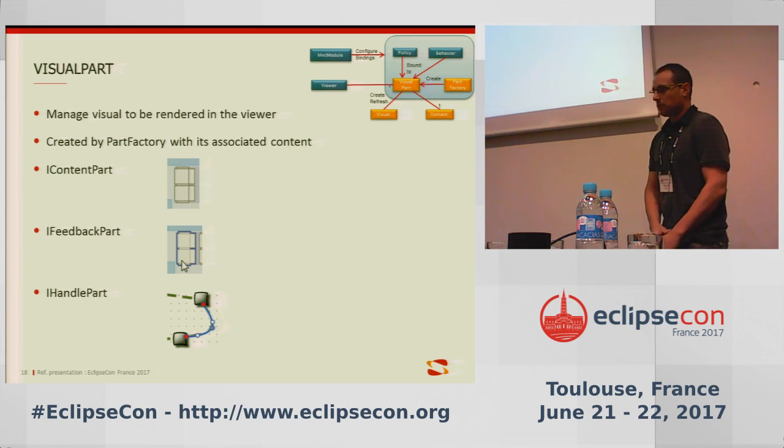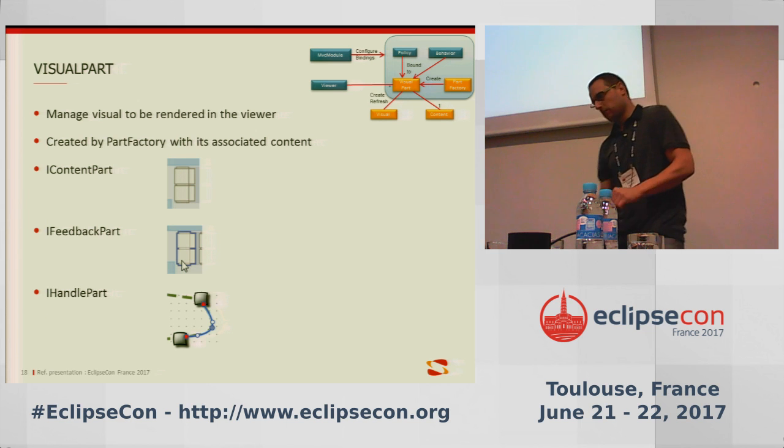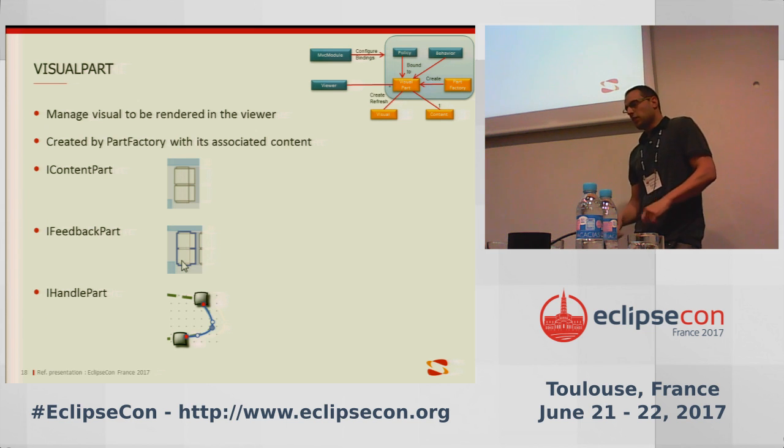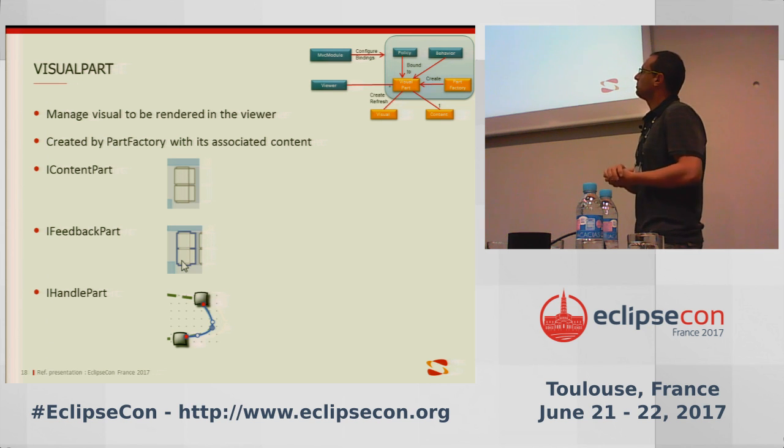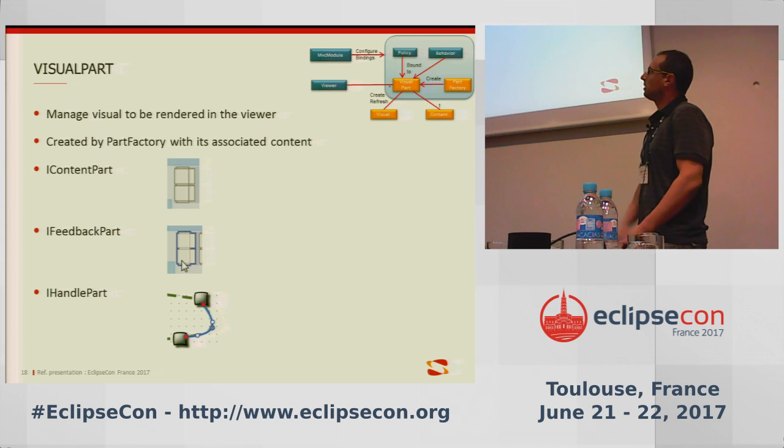And then a handle part that we have not used in our software, but is responsible for drawing the small circle you see at the bottom to allow user interaction on the line drawn. And the handle parts are rendered on top of feedback parts.